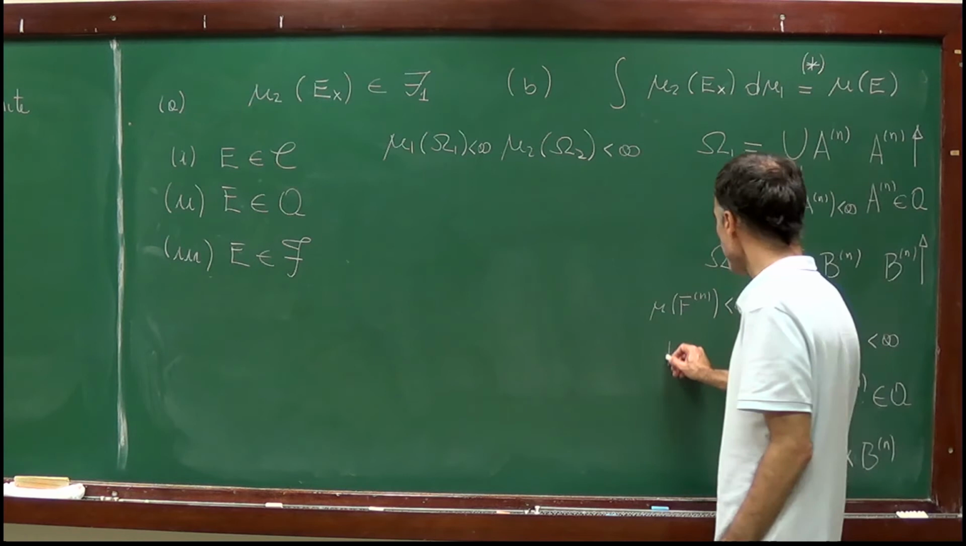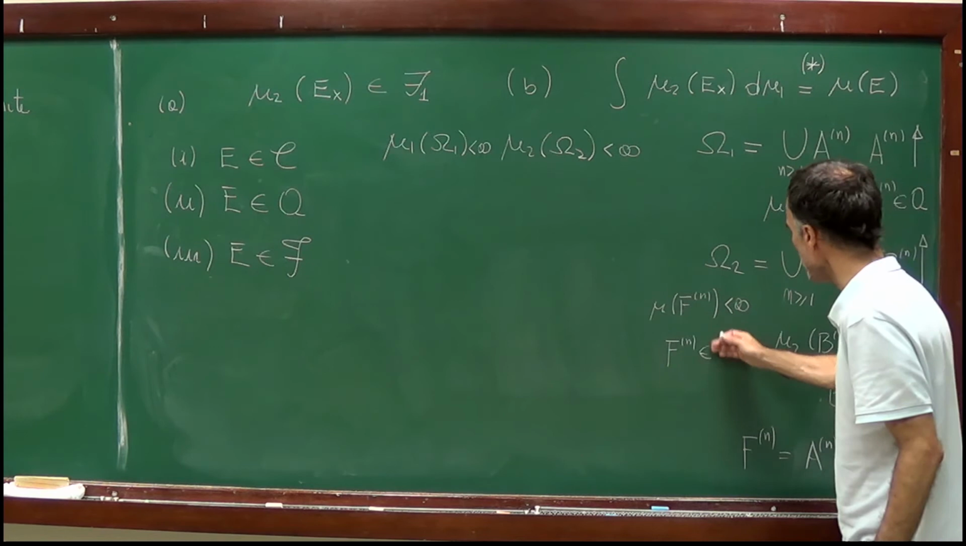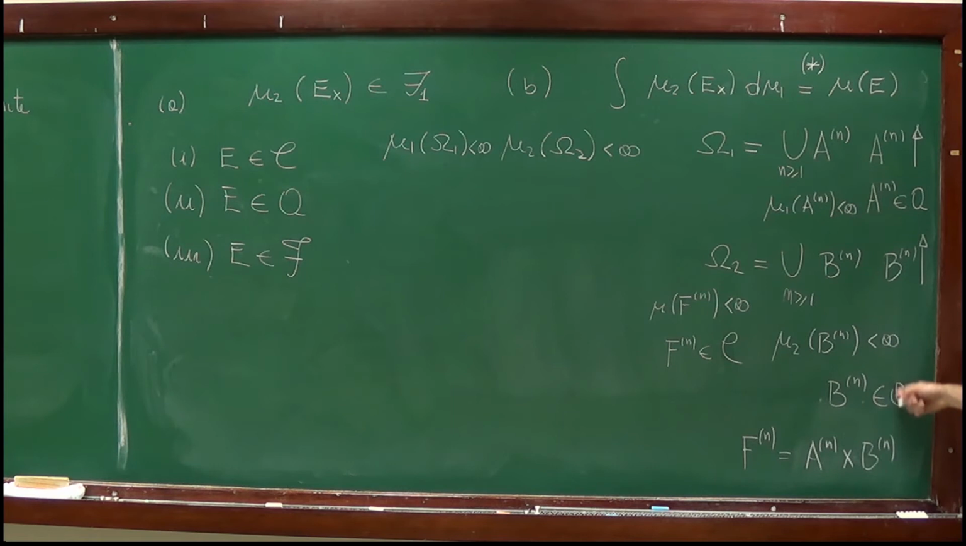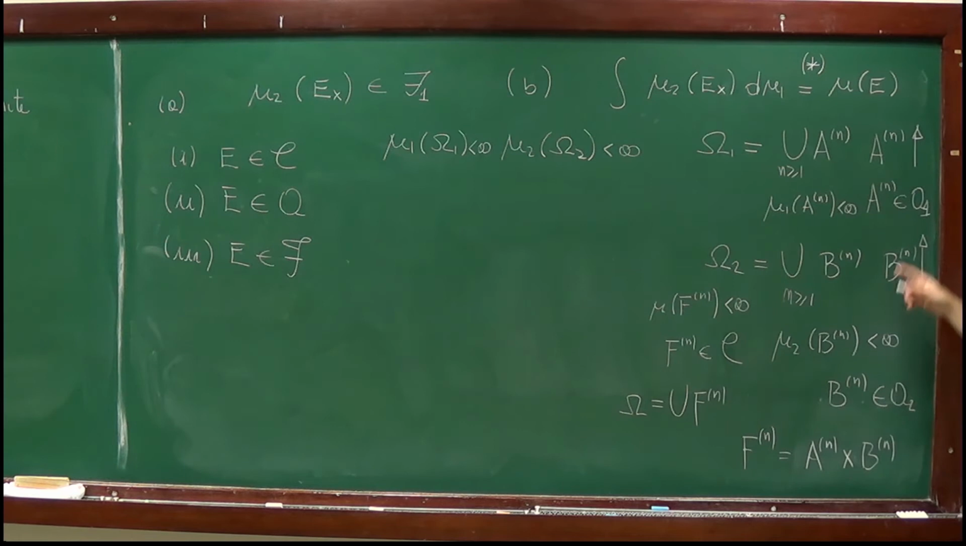Fn is an element of the algebra, because, well, it's in fact a rectangle, because it's An times Bn, where An and Bn belong to their respective sigma algebra. So in fact, I should have written here A1 and here A2 for the algebra with A1 and the algebra A2. And moreover, omega, which is omega 1 times omega 2, is equal to the union of Fn, because, well, An and Bn are increasing sets, and therefore it's easy to show that omega is equal to this union.